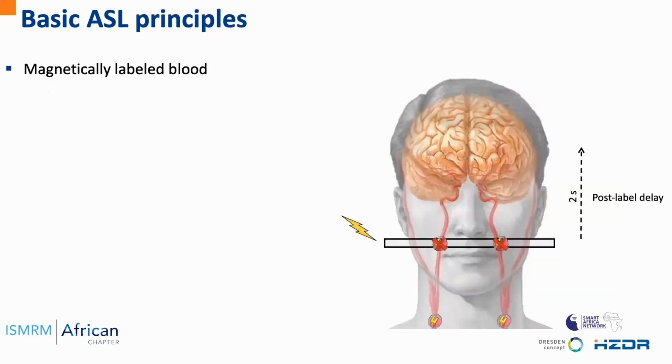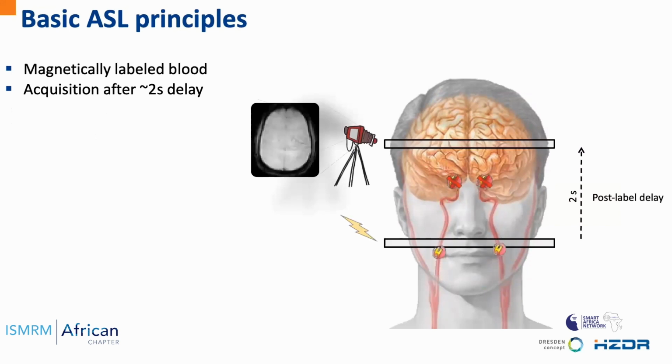In ASL, magnetically labeled blood is used as a tracer. The blood is labeled using a 180-degree inversion pulse in the brain feeding arteries in the neck or below the brain. Then we wait for around 2 seconds until the labeled blood reaches the brain, and then we take a standard 2D or 3D image of the brain.